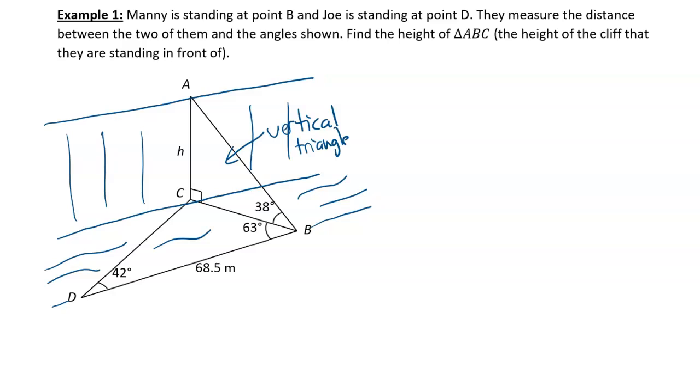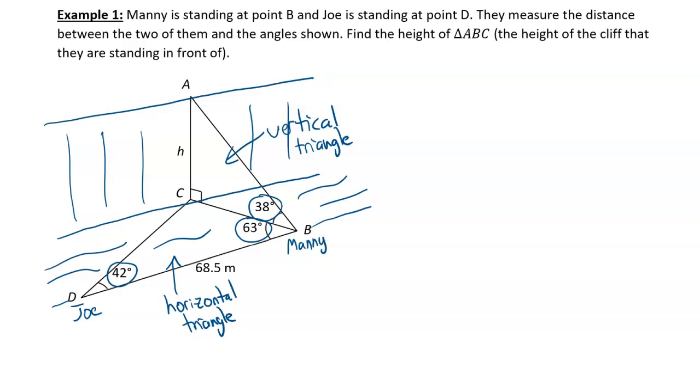And then that's probably being measured with some type of clinometer device to measure this angle right here of 38 degrees. And then we have this horizontal triangle that's down on the river. Now, the reason that you might use this horizontal triangle is because this is a crocodile-infested water that you can't measure the distance across the river. So the measurements they've taken are with some type of device that was able to figure out this horizontal angle of 63 and 42 degrees respectively. Now, remember that D is where Joe is standing, and then we have Manny standing over here.